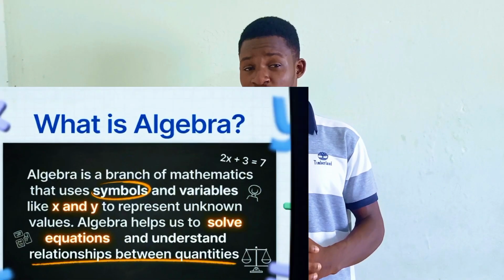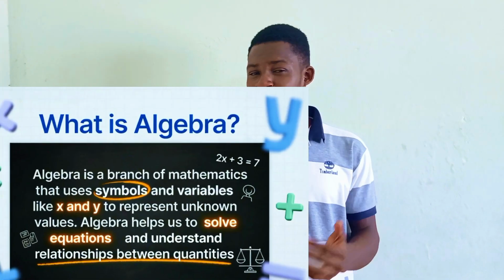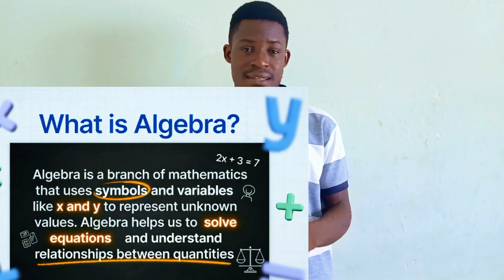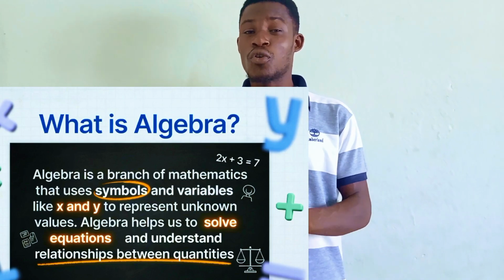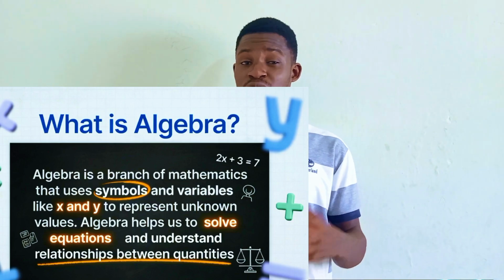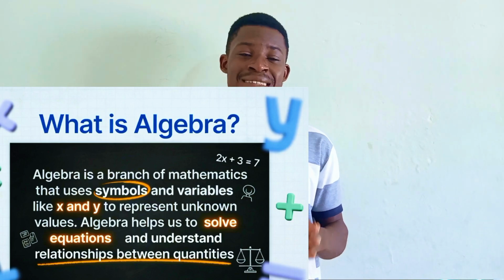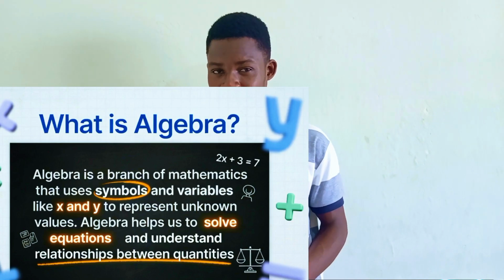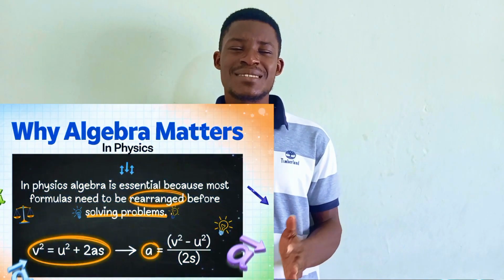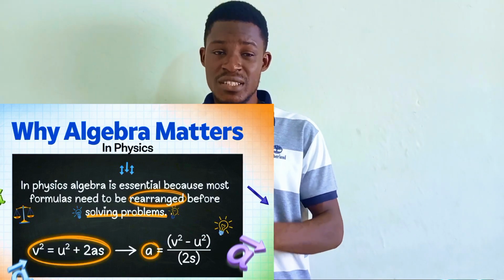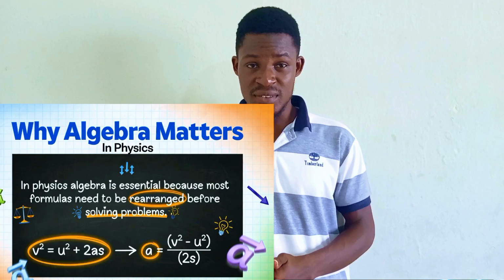Let's first look at algebra. Algebra is a branch of mathematics that uses symbols and variables like x and y to represent unknown values. Algebra helps us to solve equations and understand the relationship between quantities. Why does algebra matter? In physics, algebra is essential because many physics formulas need to be rearranged before solving physics problems.